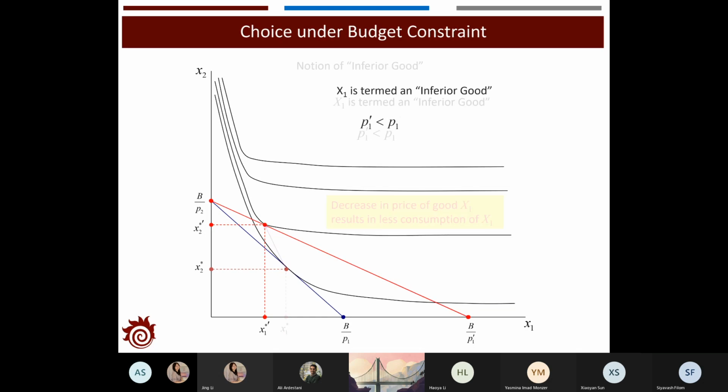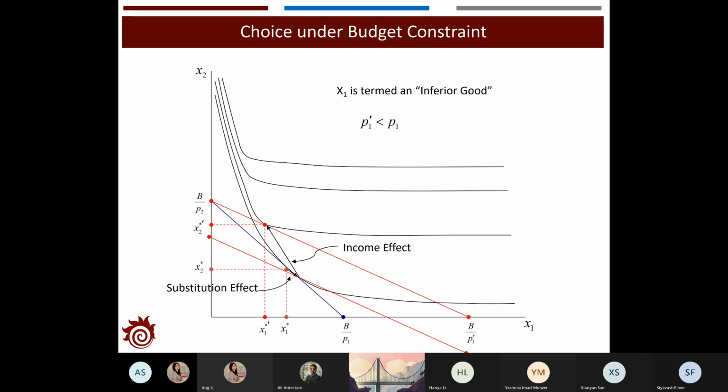With that, we will have the definitions of inferior products. And if we want to see more details about inferior products, we can check what the substitution effect and the income effect are. For the substitution effect, you can see that it increases the consumption of X1 by reducing the price.